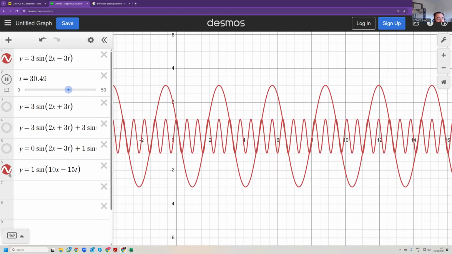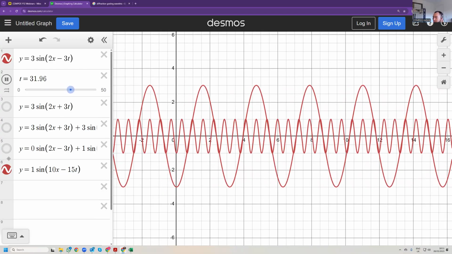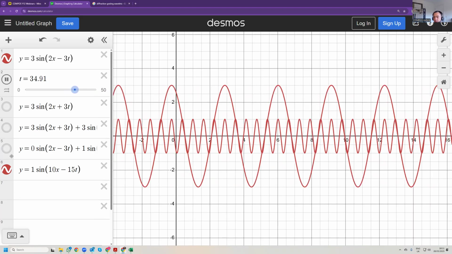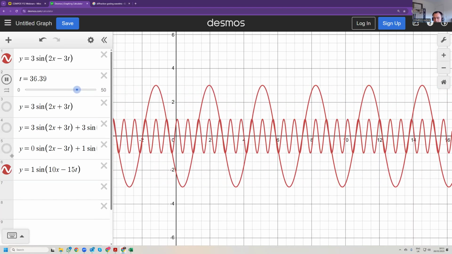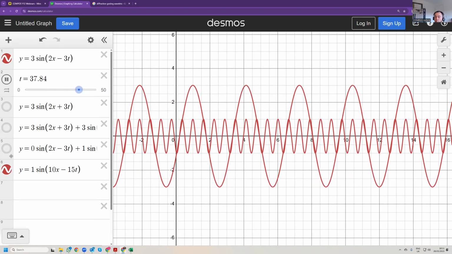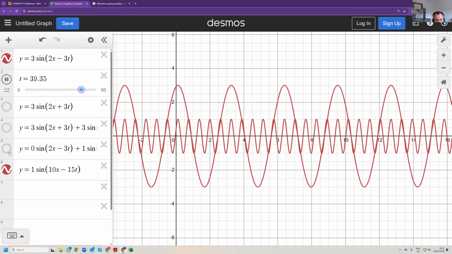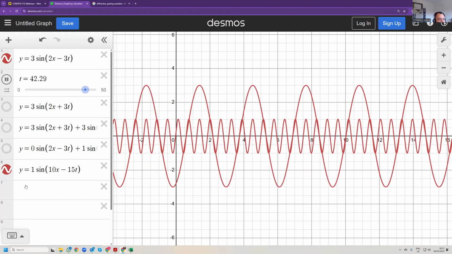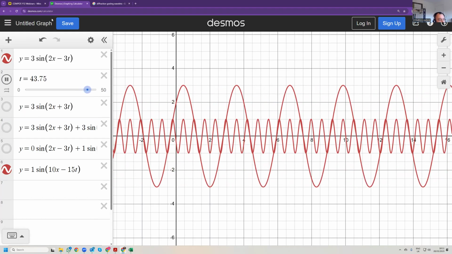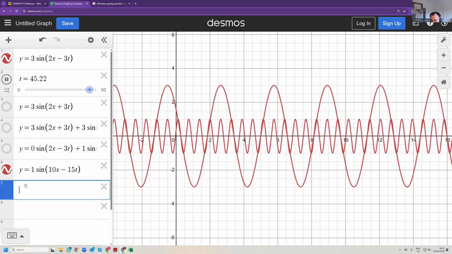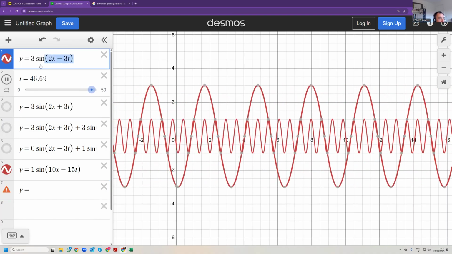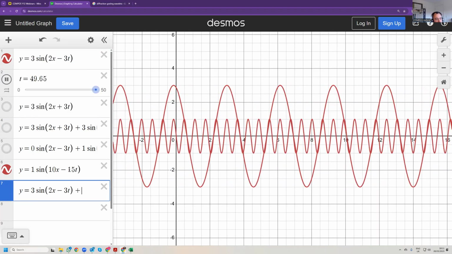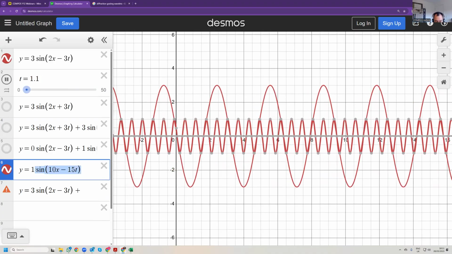Now, if I want to superimpose them, superposition is when two or more waves meet, the total displacement is the sum of individual displacements. So look what happens when I add these two waves. So I'm going to have y equals this plus this.